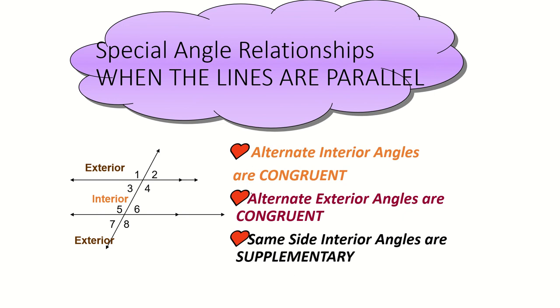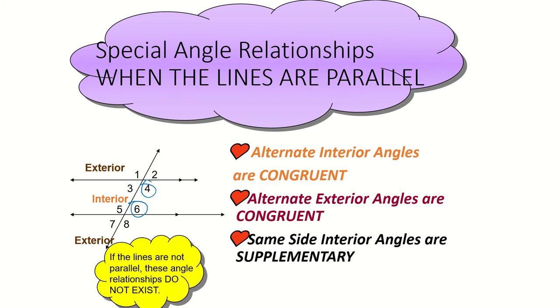Now, same side interior angles are supplementary. For example, 4 and 6 go together and must sum up to 180 degrees. We must always remember this because it's a common mistake: these special angle relationships happen only if the lines are parallel.